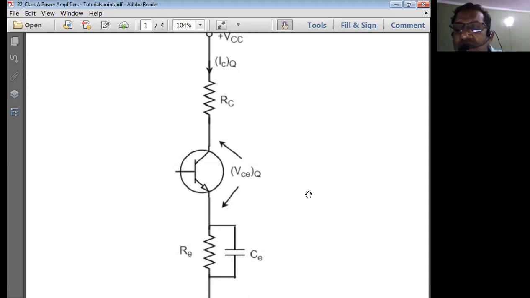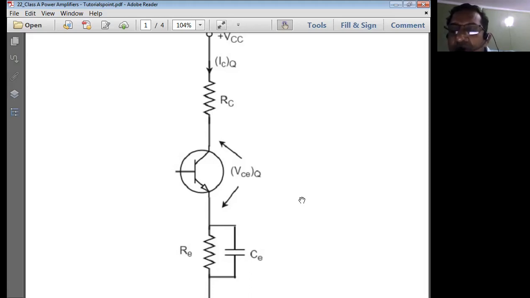In the next class, we will discuss the Class A power amplifier with transformer coupling, and also some part of the Class B type of power amplifier, where the intention is to supply only 0 to 180 degrees of input current into the output transistor. If only 0 to 180 degrees of current is transmitted by a transistor, it is called a Class B type of power amplifier.